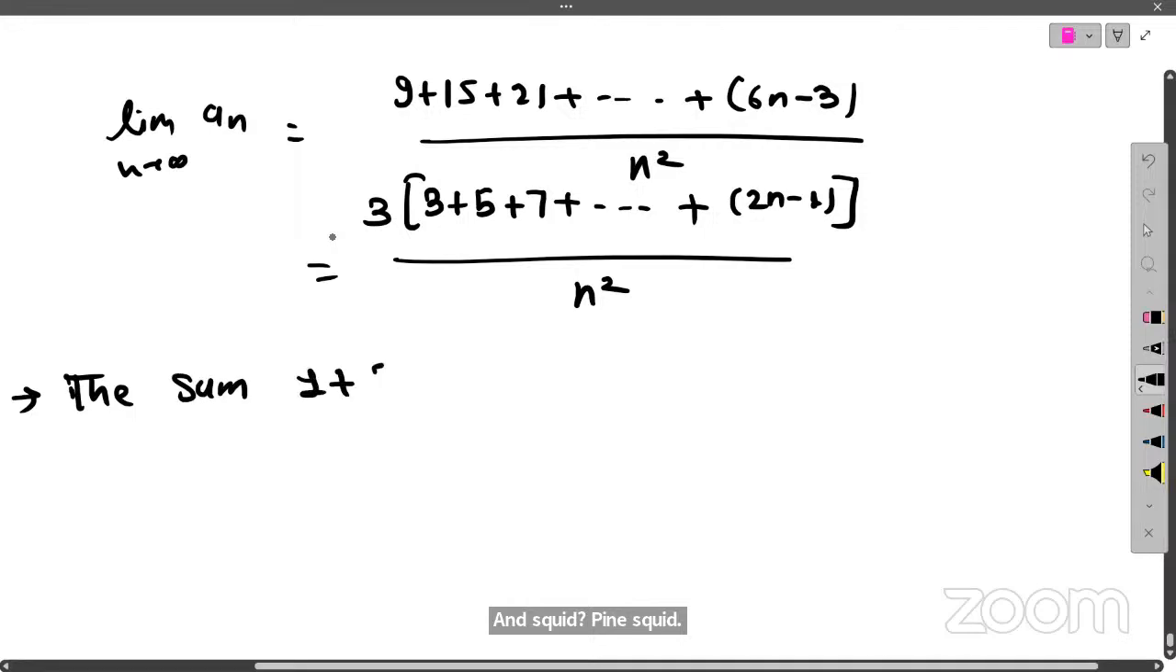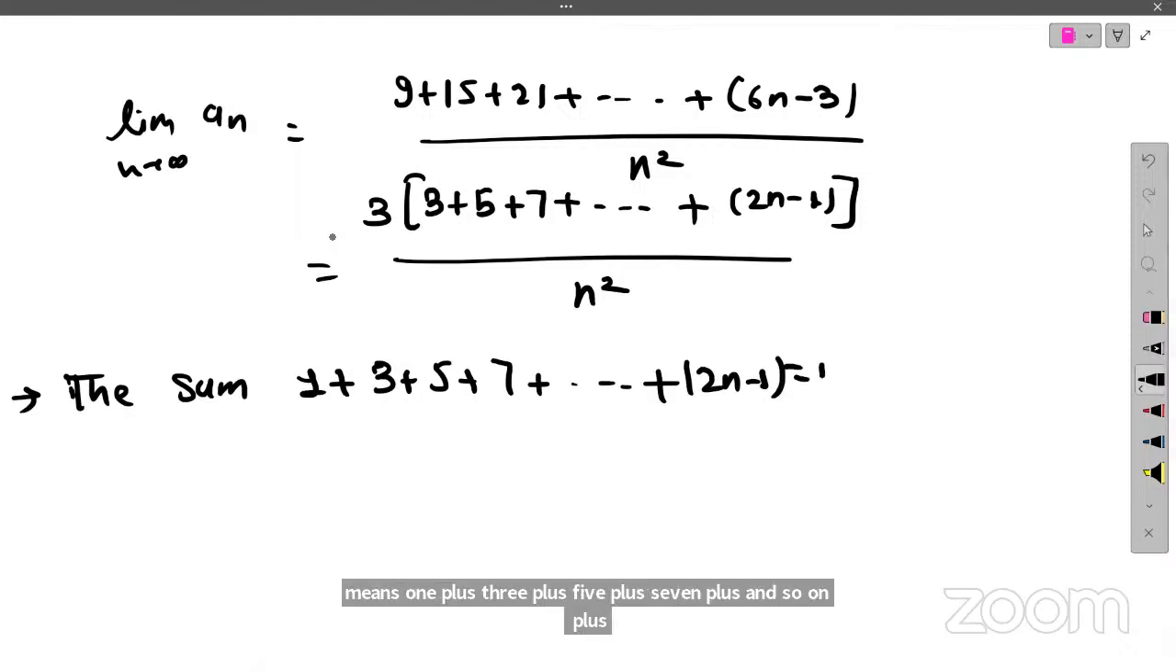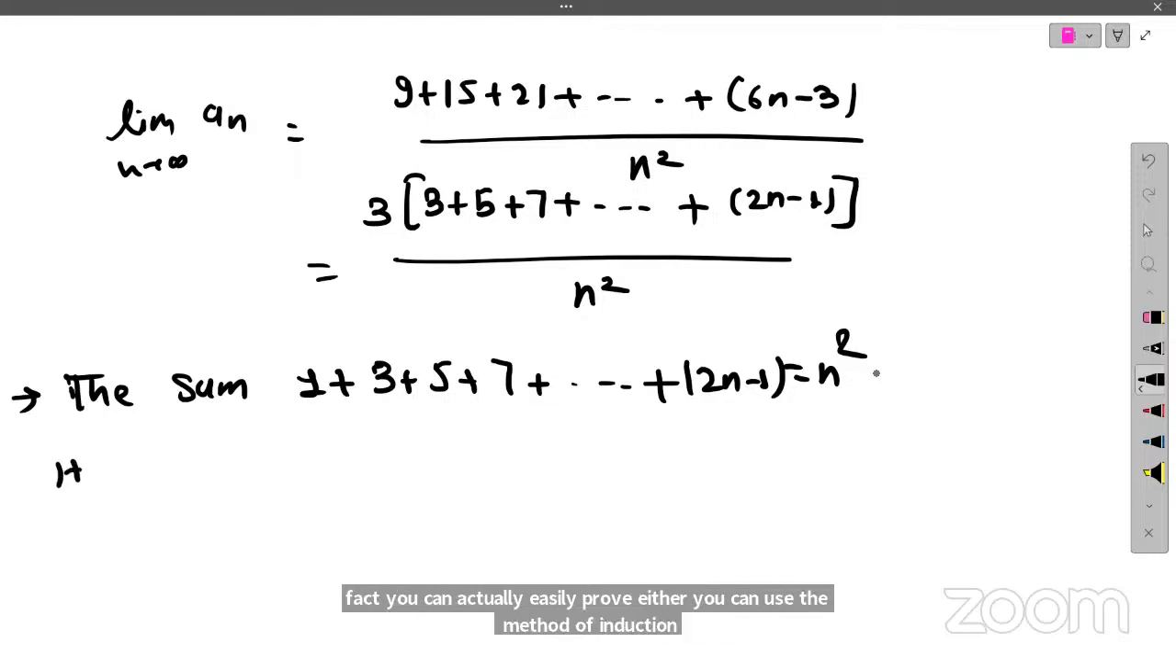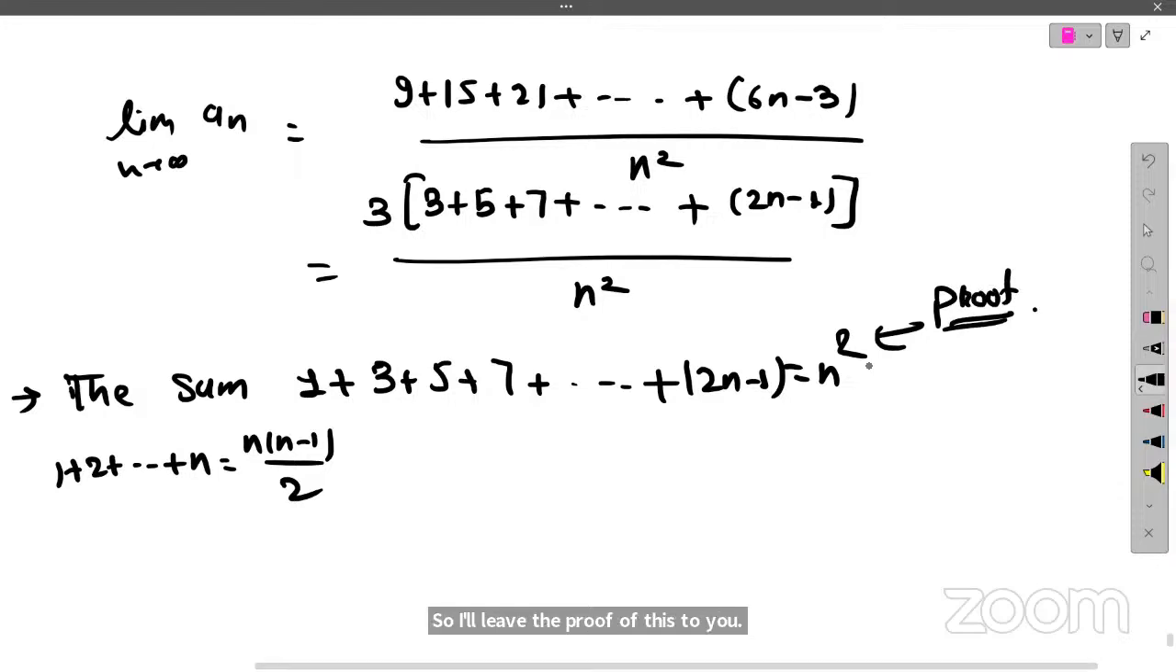That means 1 plus 3 plus 5 plus 7 plus and so on plus 2n minus 1. This is actually equal to n square. This fact you can easily prove. Either you can use the method of induction, or you can use the fact that the sum of n terms is equal to n into n minus 1 by 2. I'll leave the proof of this to you, or else you can find the proof over the internet. It's very easy. So you have to use this fact.